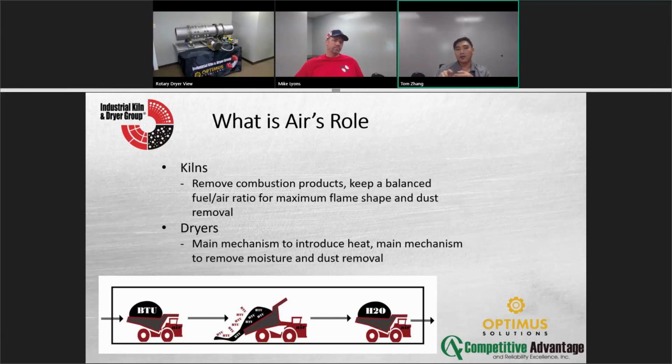Yes, right. So kilns, you want to remove the combustion product, you want to get that air through. In terms of the air's role, you want to keep the balance of the fuel and air ratio. The goal of that air is to keep that balance in a kiln. It's there to keep the flame as hot as possible, get just enough to get all the air out, but not so much that you get too much dust. Right. And it's still there to remove the dust and all that.